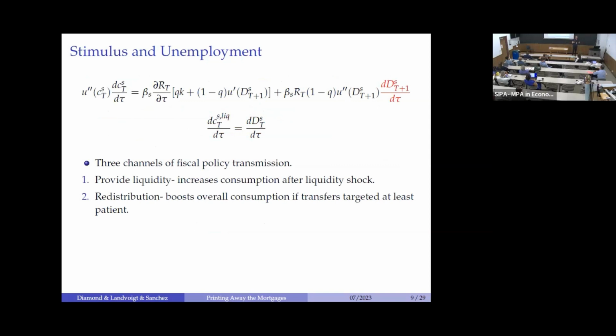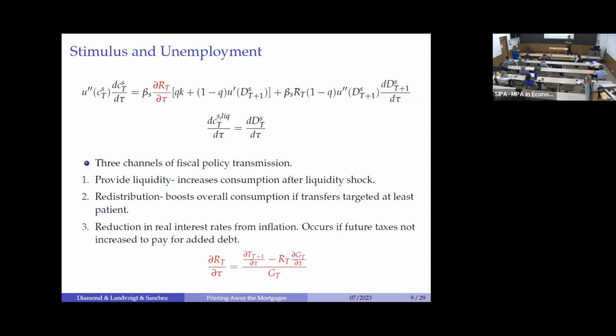And this can potentially differ across agents. So the covariance of this redistributive effect with who consumes more or less out of transfers is going to have an important effect on aggregate consumption. And the last thing, which is where the fiscal theory of the price level shows up, is that the real interest rate can potentially be affected as well.